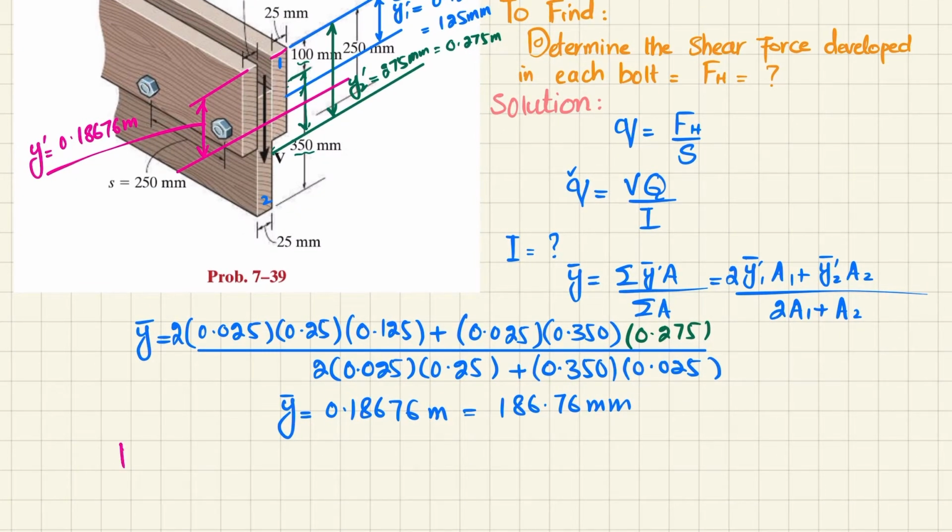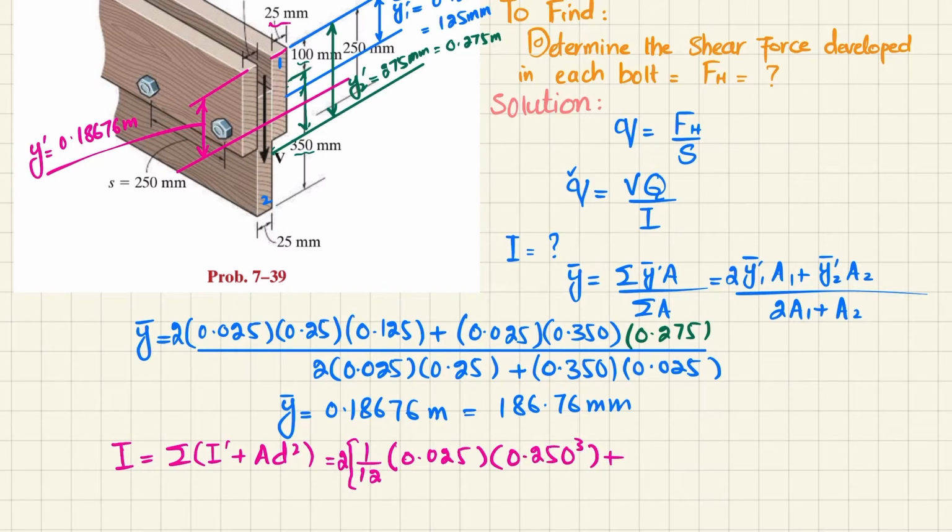So we know that it is not symmetrical about the neutral axis. So by using the parallel axis theorem, I will find this. For the first it will be 1 over 12, and we have two members of 1, so 2 multiplied by 1 over 12. Breadth is 25 millimeter, which is 0.025, and height is 250 millimeter, which is 0.250 whole cube, plus area. So area is 0.025 into 0.250. And what is d square?